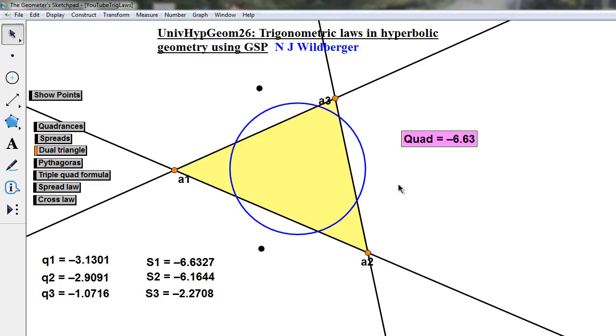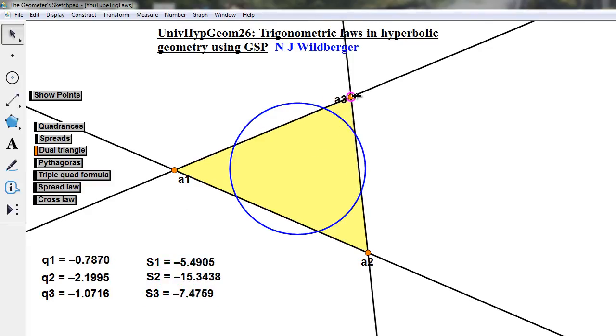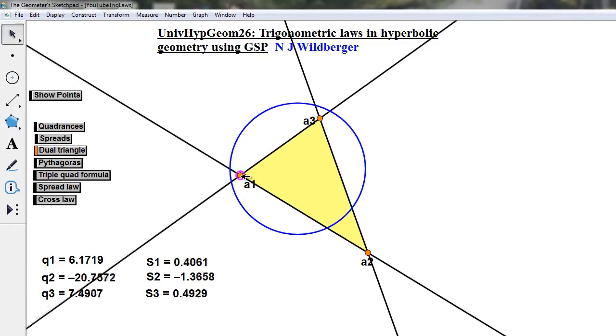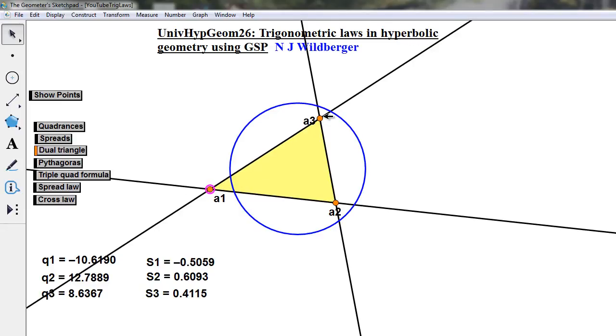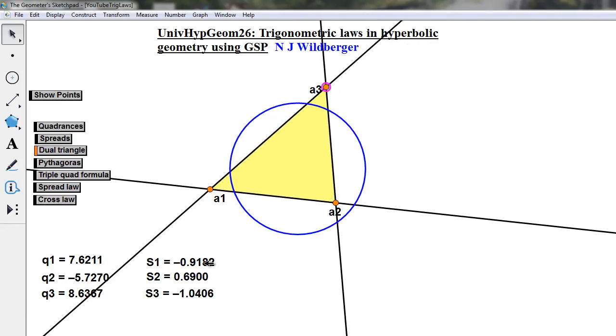So we can delete this, and I can hide these for now. And now let's have a look at the three quadrances and the three spreads as we move the various points of the triangle around. If the 3 points are inside, then the three spreads are all between 0 and 1. They correspond kind of roughly to the spreads in rational trigonometry. If one or more of the points are outside, then the spreads can also become negative.